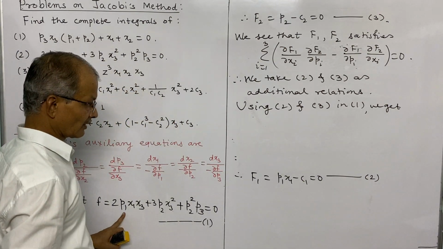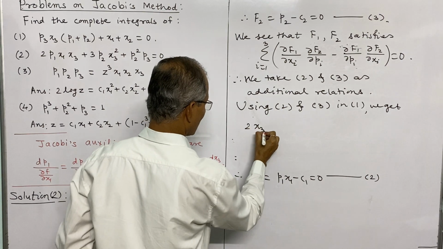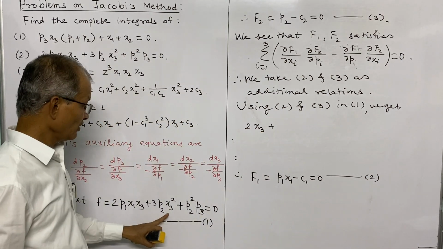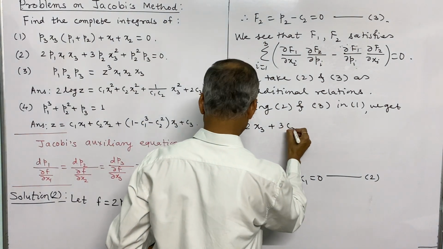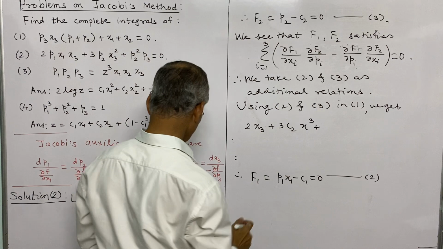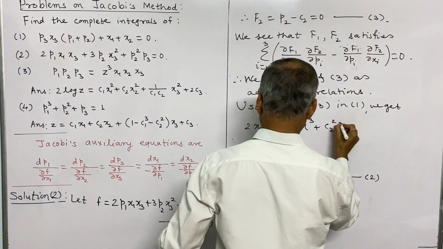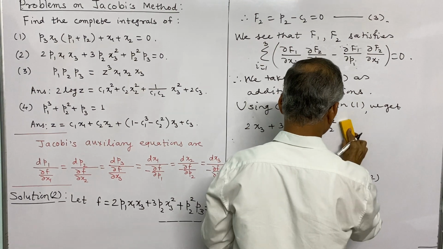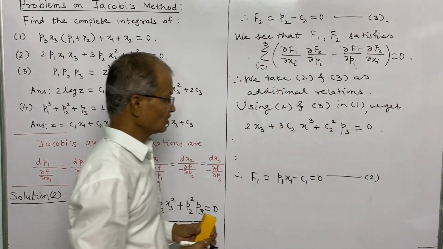we get 2 P1 x1, P1 x1 is C1, so 2 x3, plus 3 P2 x cube. So P2 is C2, plus 3 C2 x cube, plus P2 is C2 square, C2 square into P3 is equal to 0. Right side is 0.